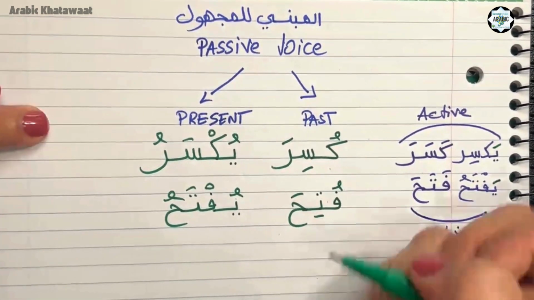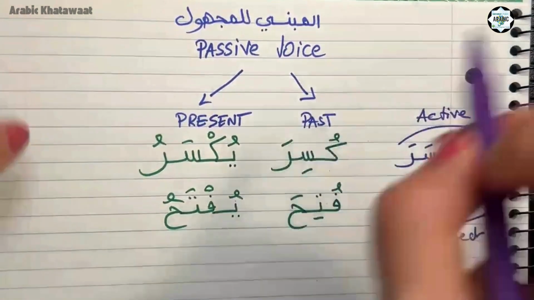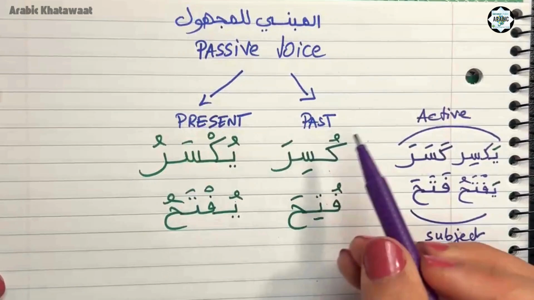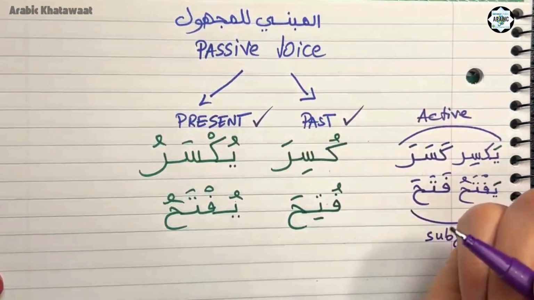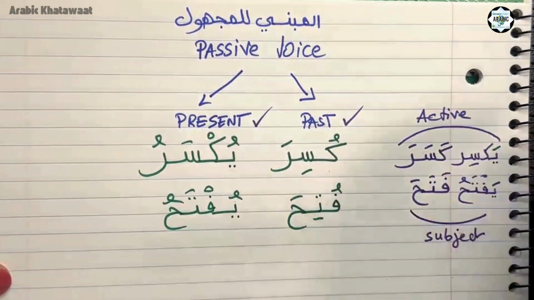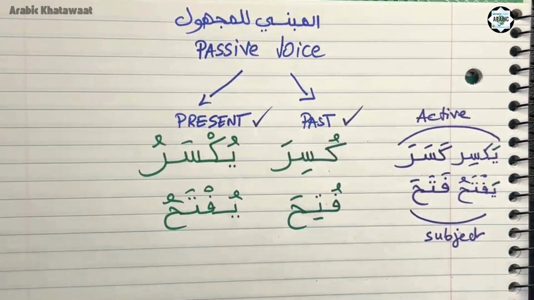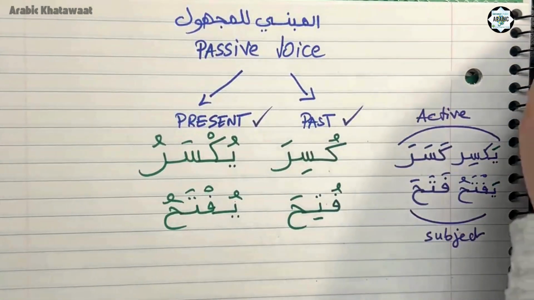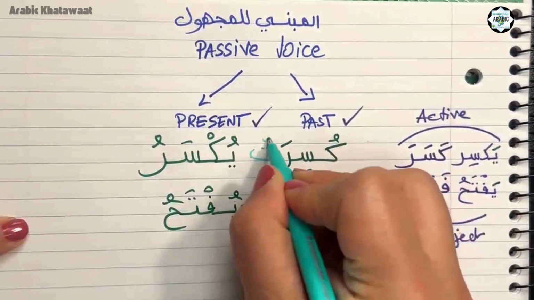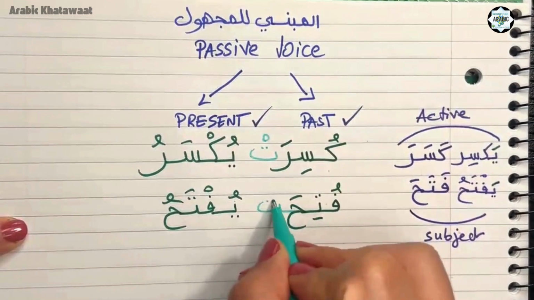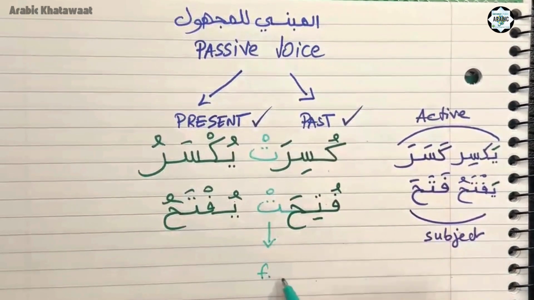Do I know who the subject is? I still do not know. It's in the passive form. Now, when do I use these? Of course, anytime I'm talking about the past and anytime I'm talking about the present tense. But we learned that the past tense has the ta marbuta. If I am addressing a female, let me add this here. So I would say kusirat, and I would say futihat. I have to connect the T. And that's when I have a feminine object.